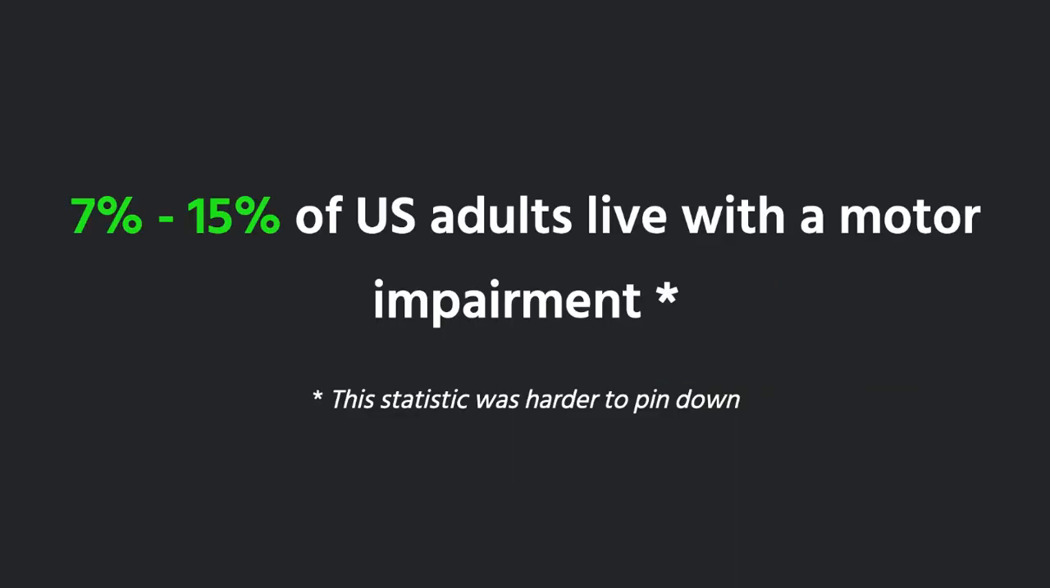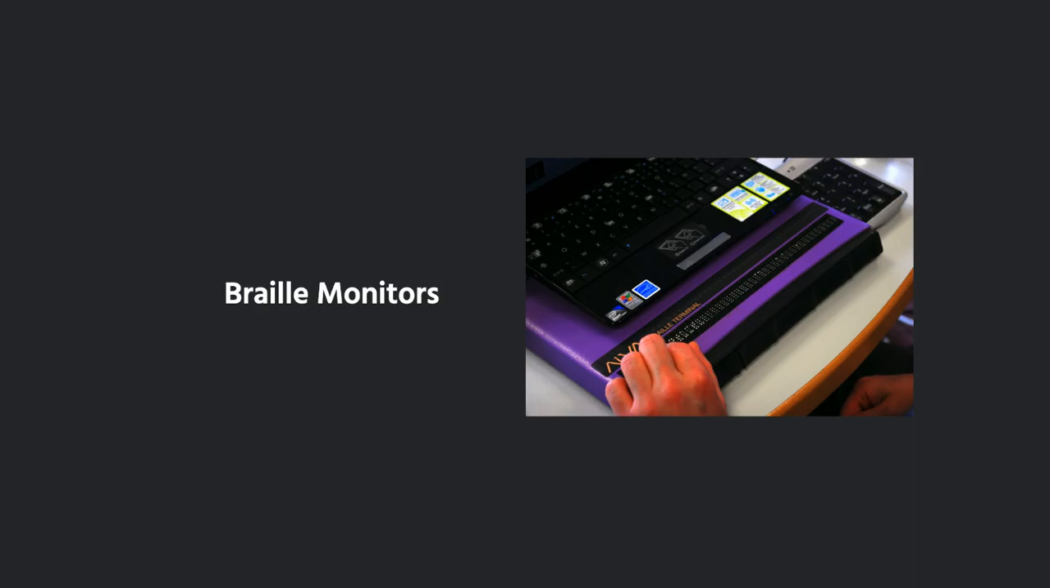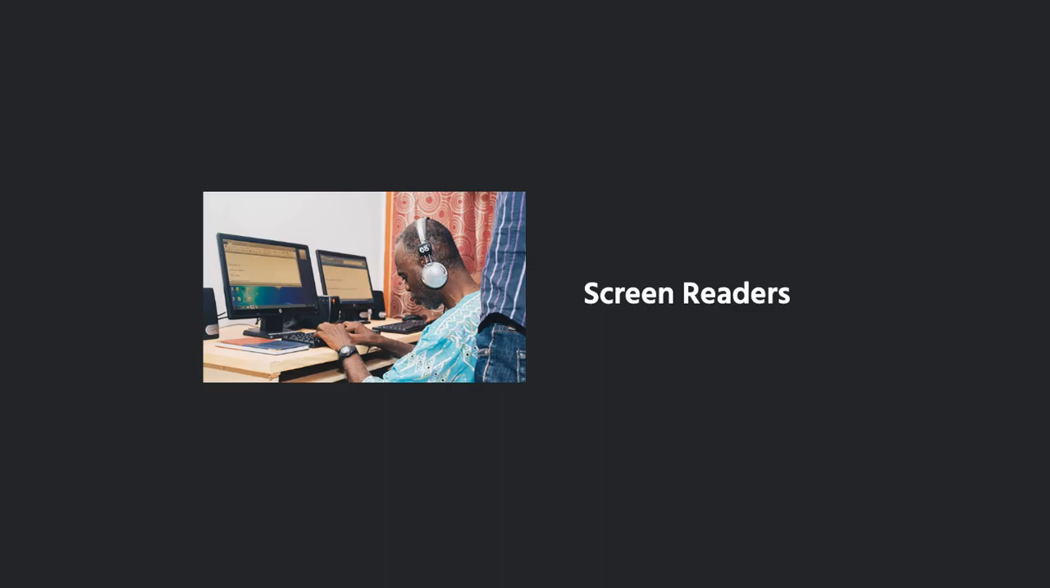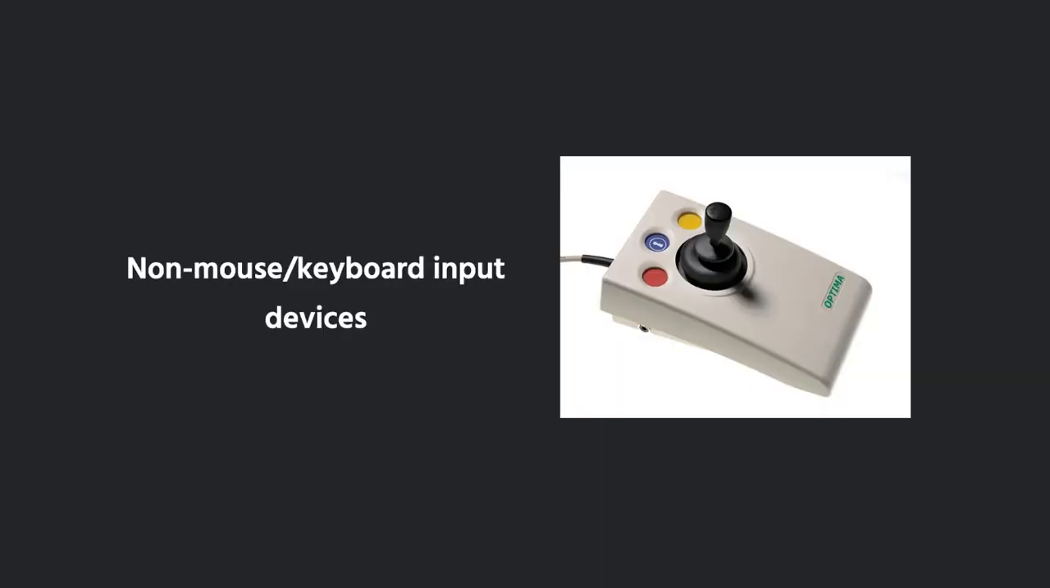And then this statistic was a little harder to pin down, but somewhere between 7 and 15% of US adults live with a motor impairment. I couldn't find specific statistics on motor impairments that would impede you from using the internet, but it's somewhere in that range. And so people with these conditions frequently need to use a lot of assistive technologies to access the internet, things like braille monitors, or screen readers, or other kinds of non-mouse and non-keyboard input devices. So when we're developing for the internet, we need to keep in mind that people are accessing our websites using all kinds of different devices that we don't typically use.